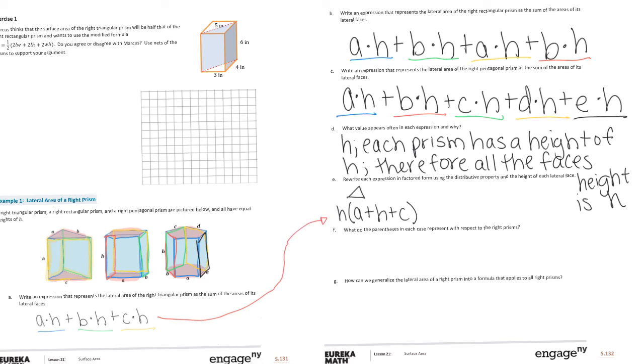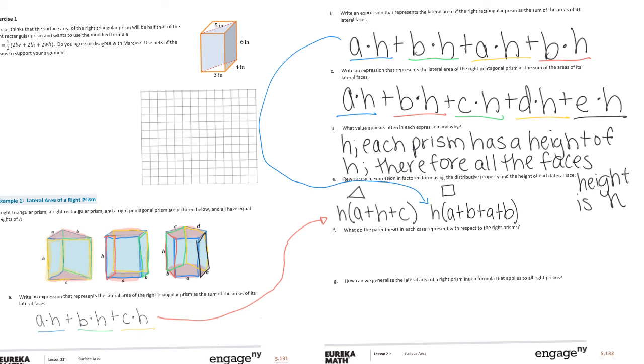Now for our rectangular prism, we're going to look at this equation up here, and we're going to factor our h's out. So when we factor our h out, I have h times a plus b plus a plus b. So now, again, these are equivalent expressions, but they are in different forms.